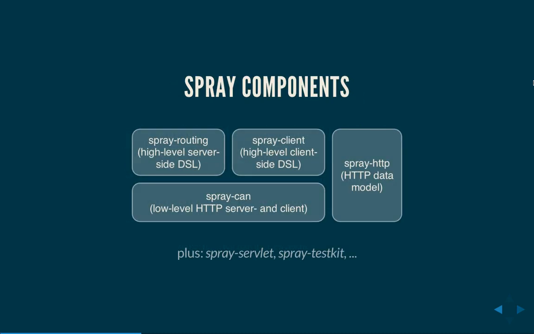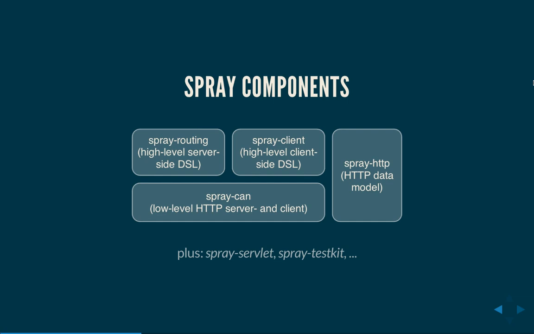So what does Spray consist of? As I said, it's quite nicely split apart in all kinds of modules. And these 4 ones that you see here are the main ones. There is on the side an HTTP data model layer, which is not really a layer. It's a library that contains everything that you work with when you work with HTTP as a nice Scala model, and we'll get to that in a second.